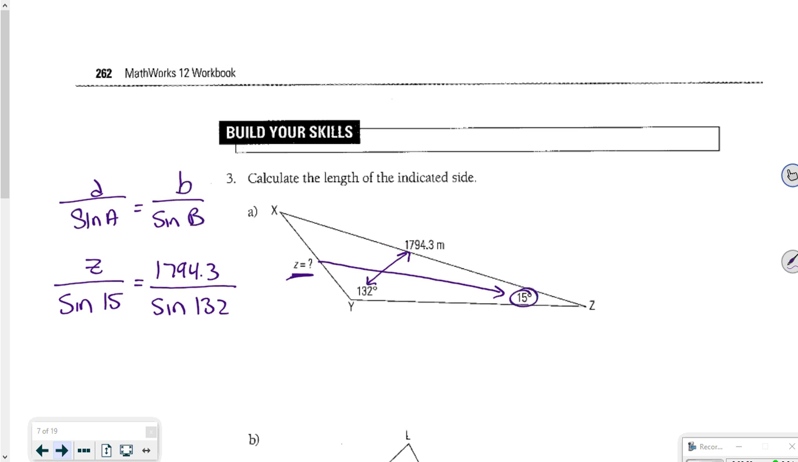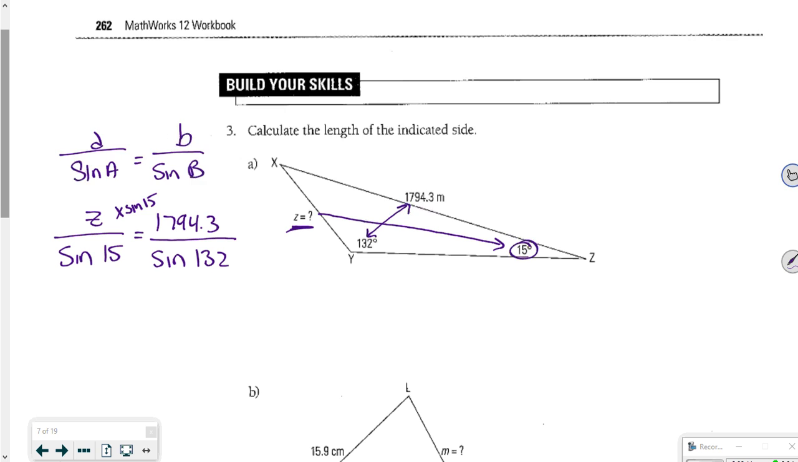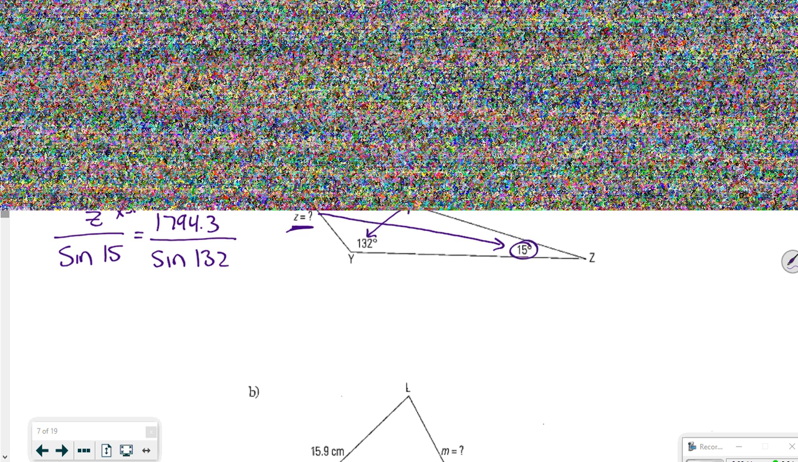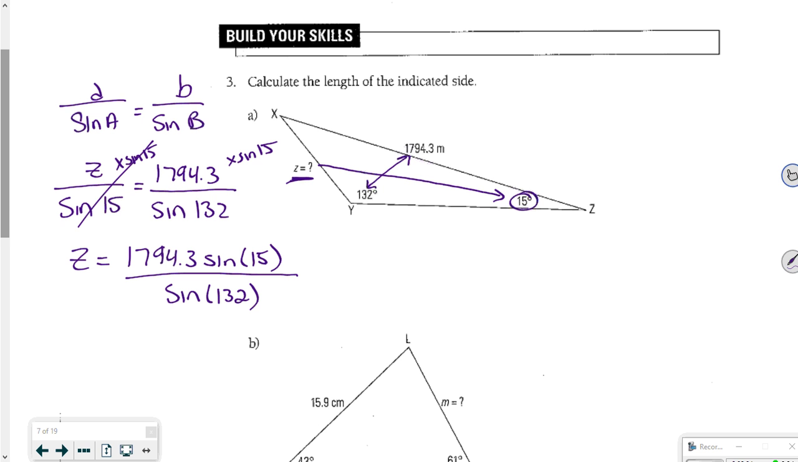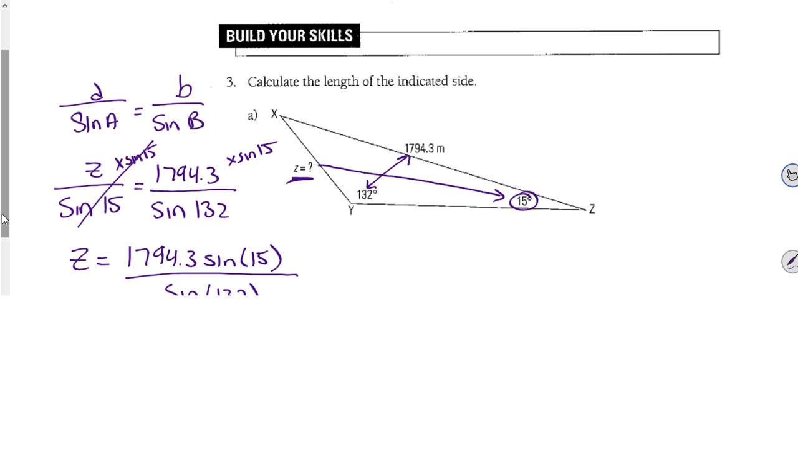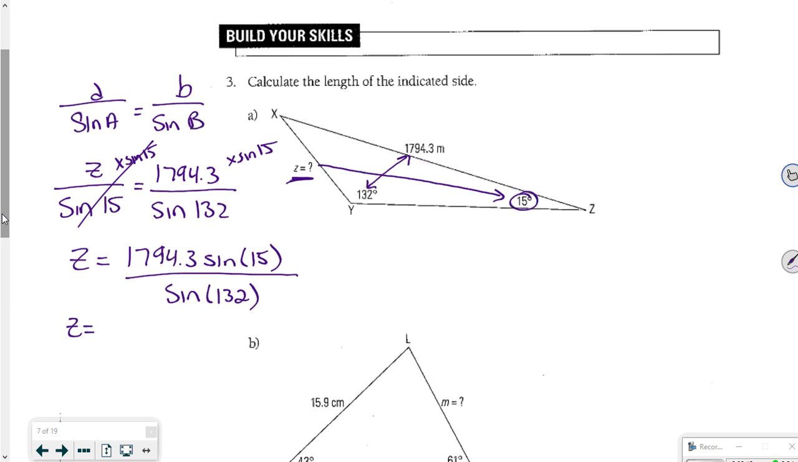To rearrange this, I need to get rid of the divide by sine 15. So I'm going to multiply by sine 15 on both sides. That's going to cause this side to cancel out and just leave me with Z. 1794.3 times sine of 15, all divided by sine of 132. If your calculator doesn't make you, don't put the brackets in. When you do this, and so long as you're in degree mode, Z should be 624.9.